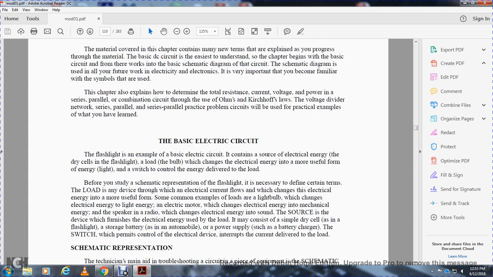Basic electrical circuit. The flashlight example of the basic electrical circuit contains the source of the energy, the dry cell, with the flashlight load, the bulb, which changes the electrical energy into a more useful form of energy, light, and the switch, which controls the energy delivered to the load.